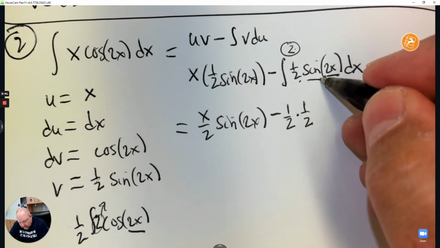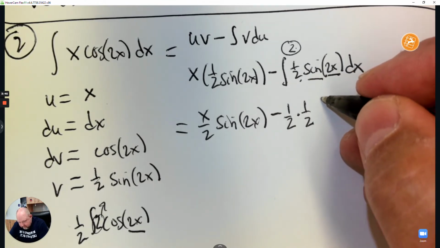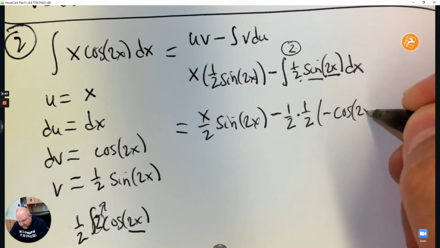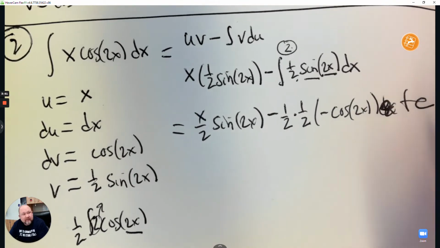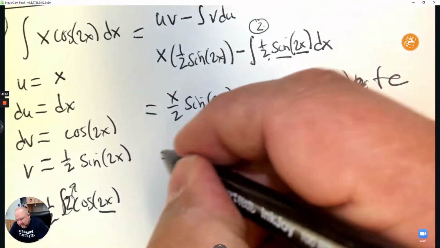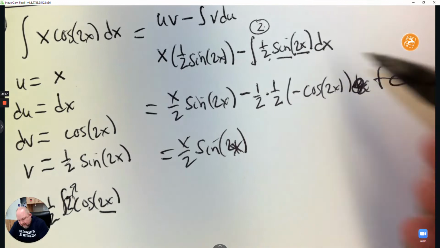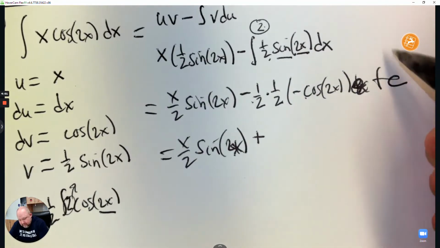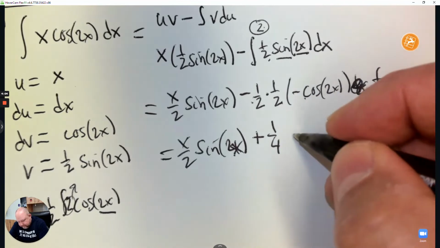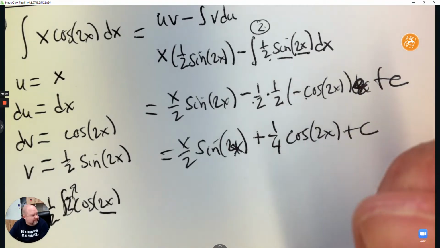And then the antiderivative rule for sine is negative cosine. I can learn from my mistakes. Oops, no dx. And if we wanted to clean it up just a little bit, so a negative times a negative is positive. This is 1/4. And then plus c.